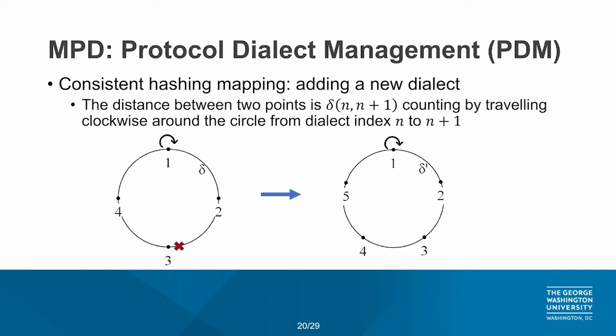If we add a new dialect in the system, there will be 5 points on the circle, so the distance between 2 points will be shortened to delta prime, which is 1/5 of the circle. And the same pseudo-random number on the circle will be assigned to the dialect 3 in this graph.